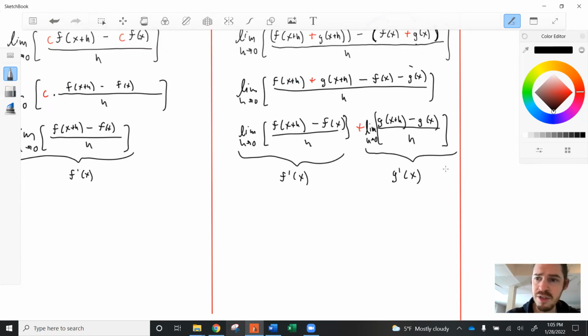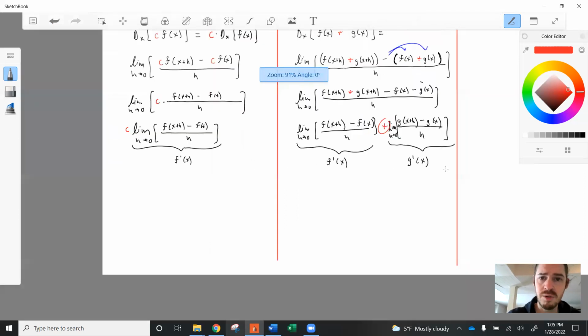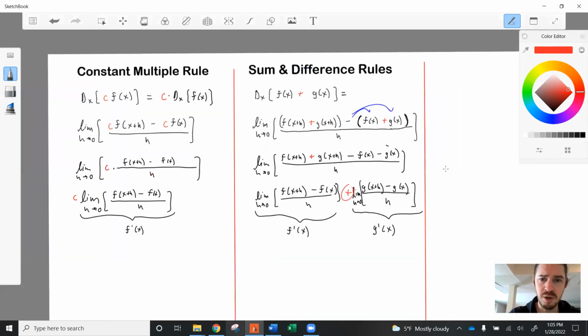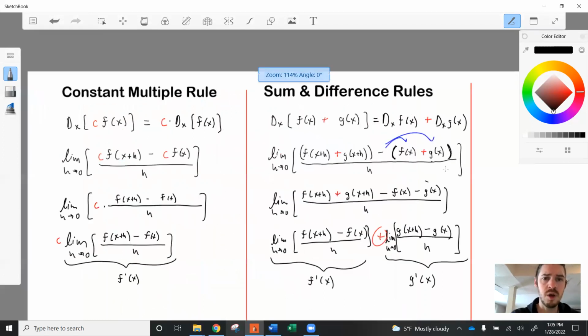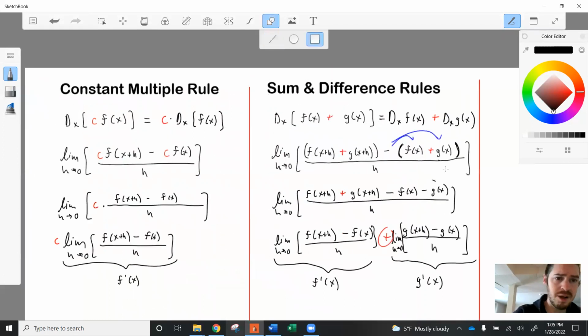And they're just added together. There's that plus, right? That red plus that I've been keeping track of the whole time. So what we have up here just becomes the derivative of f of x plus the derivative of g of x. There we go. So there are some boxes around these two things.